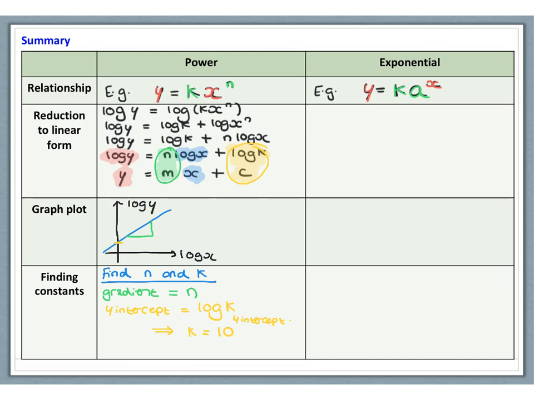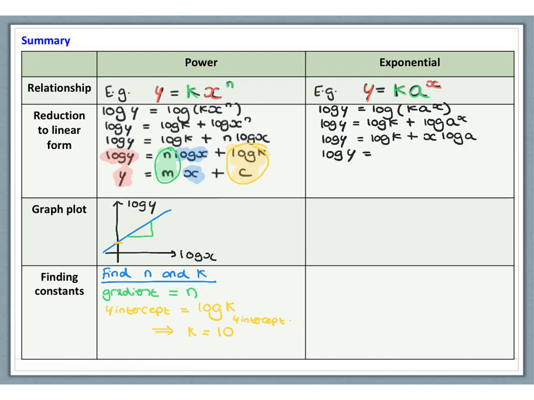Similarly, for the exponential relationship, let's take log to the base 10 of both sides. So log y equals log brackets ka to the power x. Log y equals log k plus log of a to the power x. Log y equals log k plus x log a. And I'm just going to rewrite that for a little bit of clarity. Log y equals log a multiplied by x plus log k.